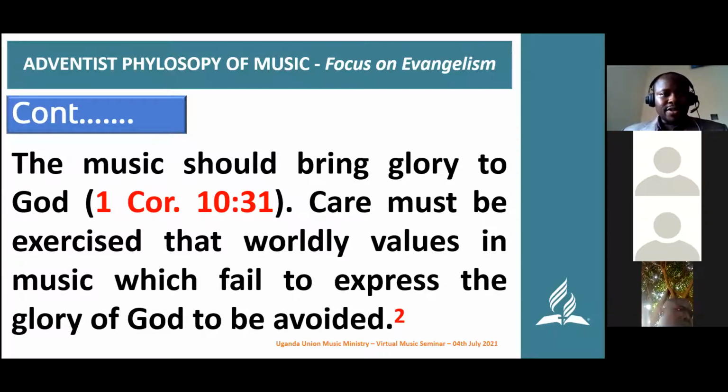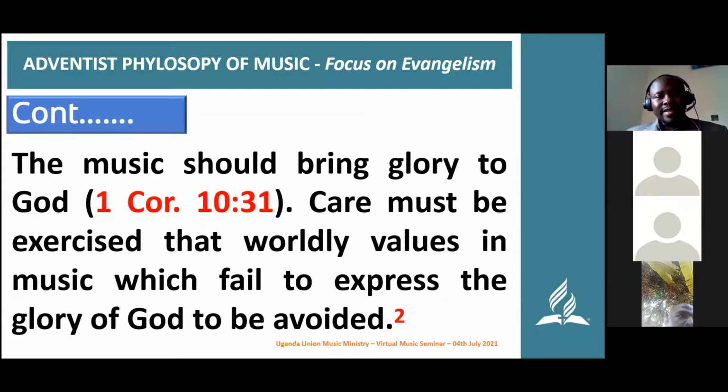As we focus on evangelism, the other point is, remember Paul says in 1 Corinthians chapter 10, verse 31, that everything we do should be glorifying God. Same for the music. Care must be exercised.